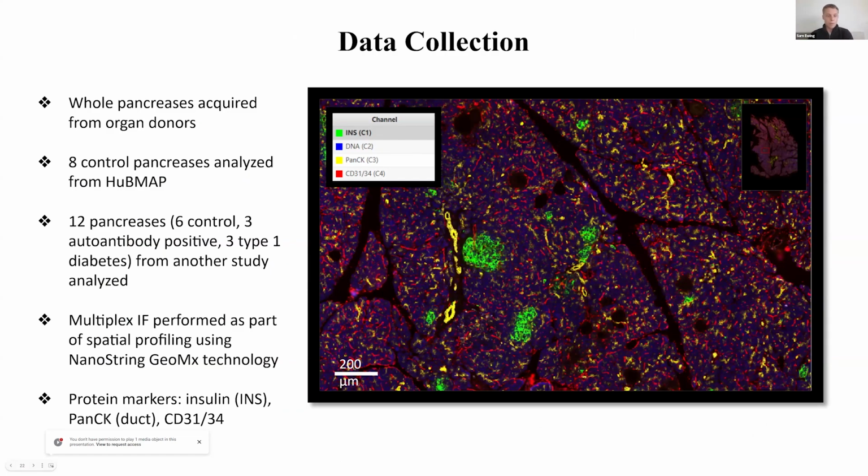Basically, we performed multiplex immunofluorescence staining as part of spatial profiling using NanoString technology. The markers that we looked at in this first study were insulin to mark the beta cells, pan-CK to mark the duct cells, and then CD31 and CD34 to mark the vasculature.